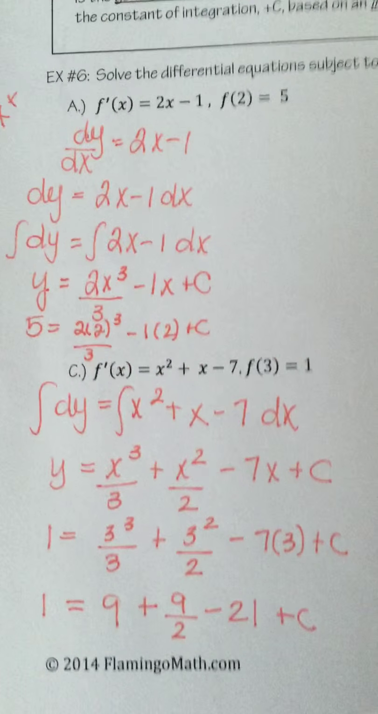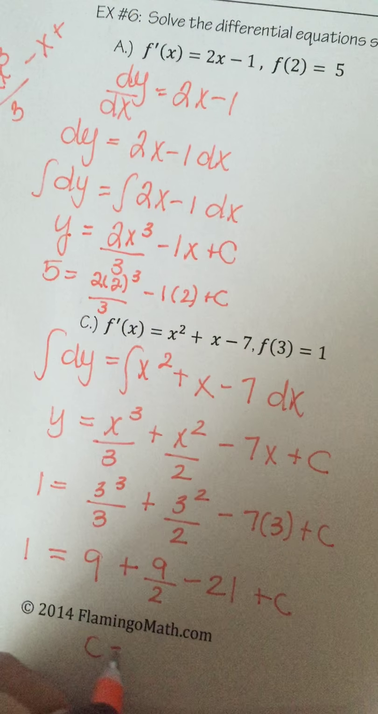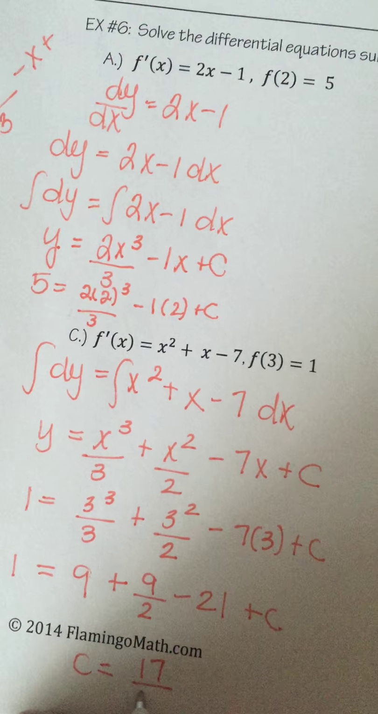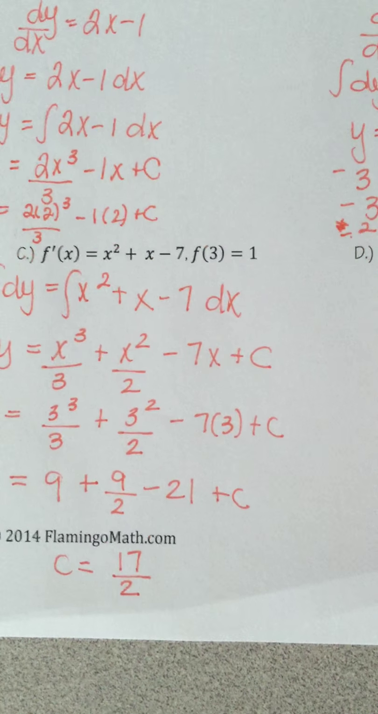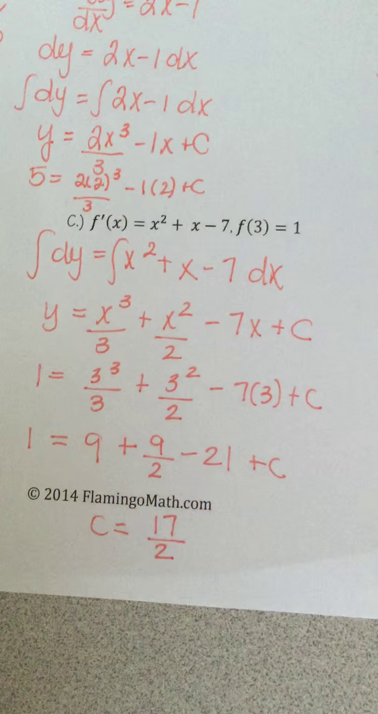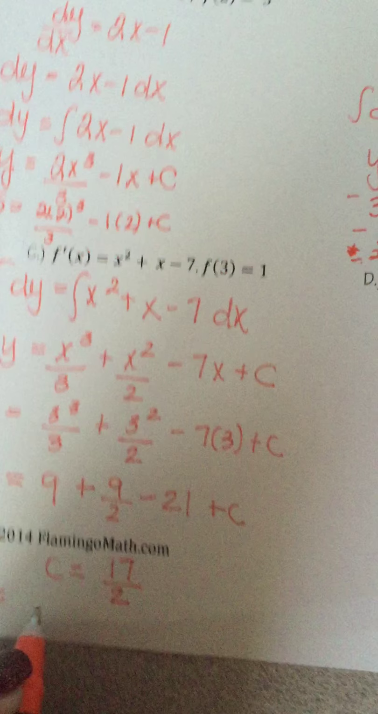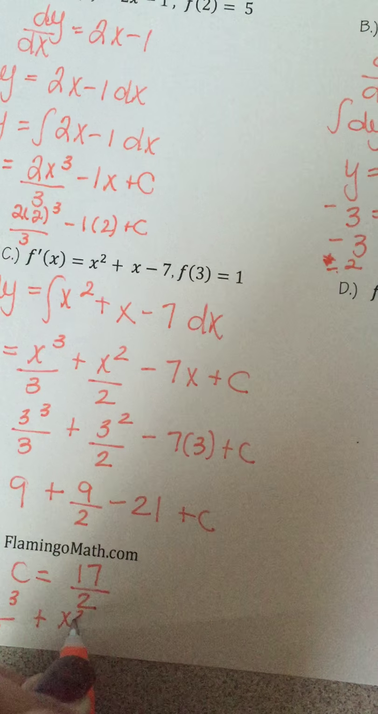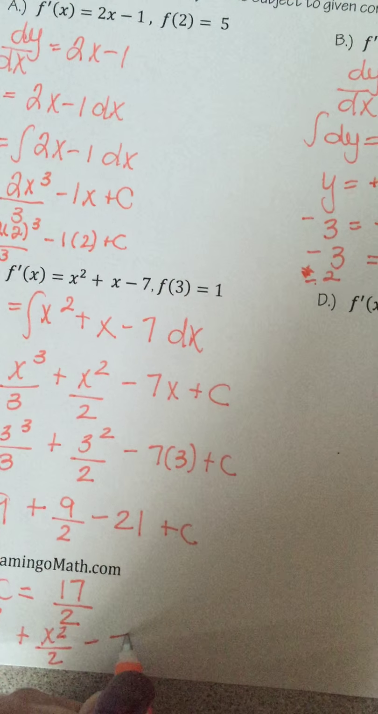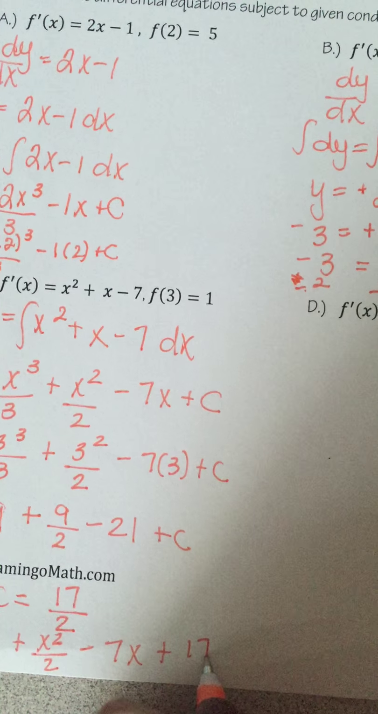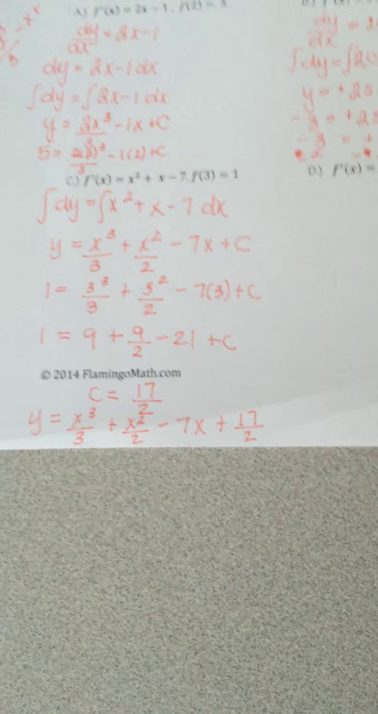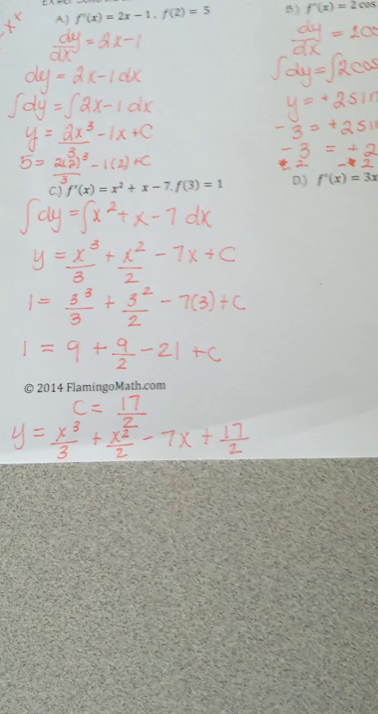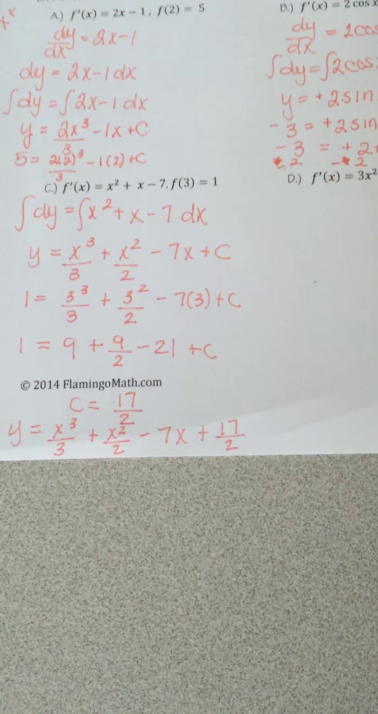Using a calculator, we would get c is equal to 17 halves. And then our final equation would be y equals x cubed over 3 plus x squared over 2 minus 7x plus 17 halves. Last example.